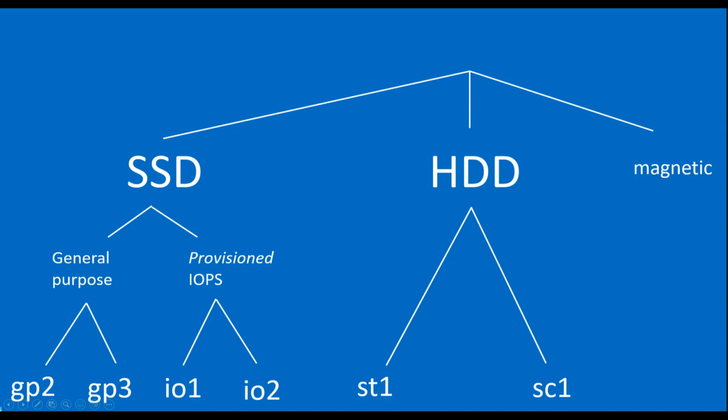There's no concept of bursting in IO1 storage. The number of IOPS you provision is what you get and what you pay for, whether or not you use it. This makes it useful for databases that require consistent, low latency performance.